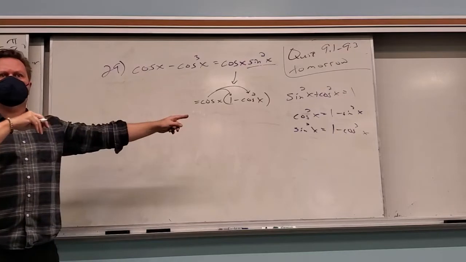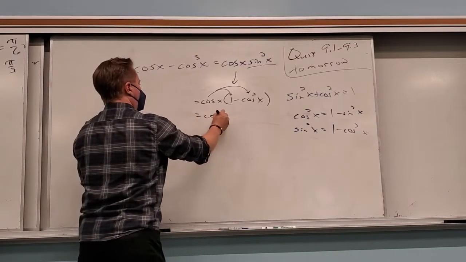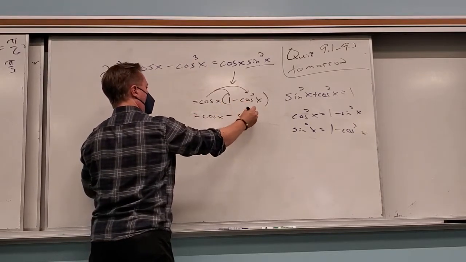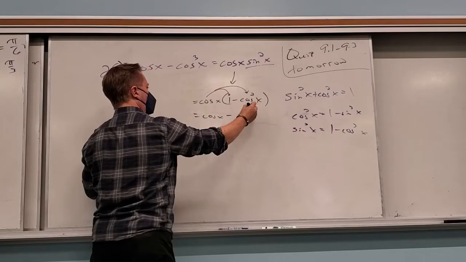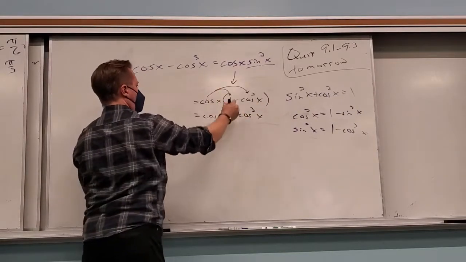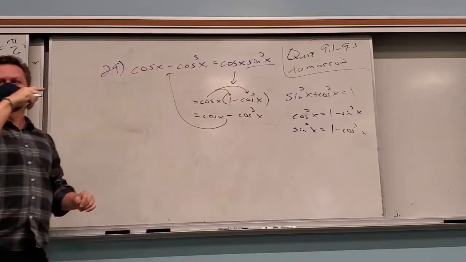Right? What do you get when you distribute? Cosine x minus, which is what that is, right? So I showed that equals that.